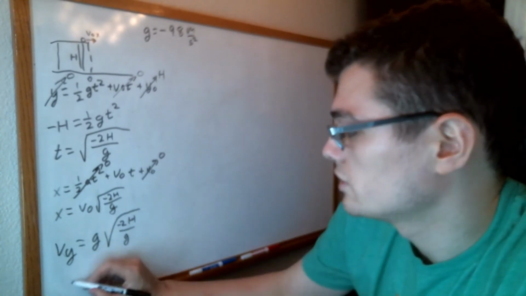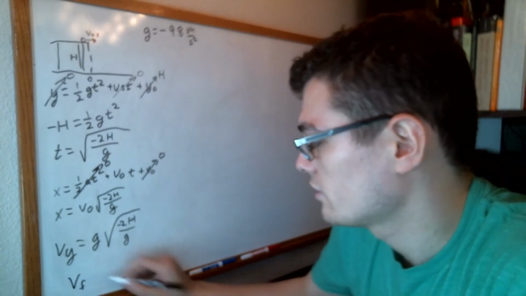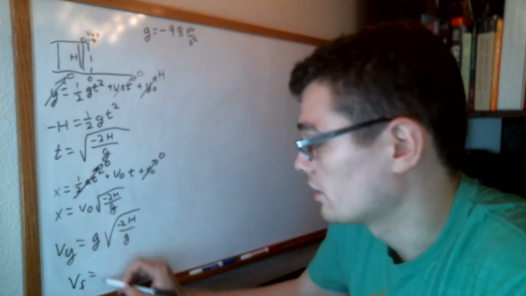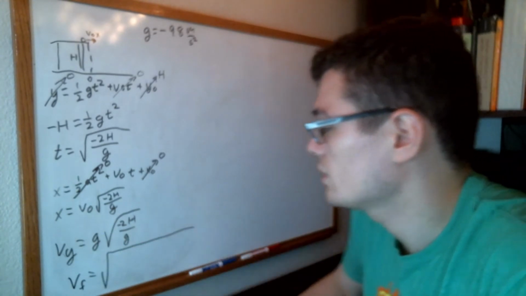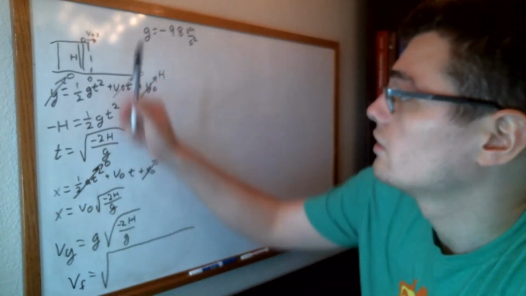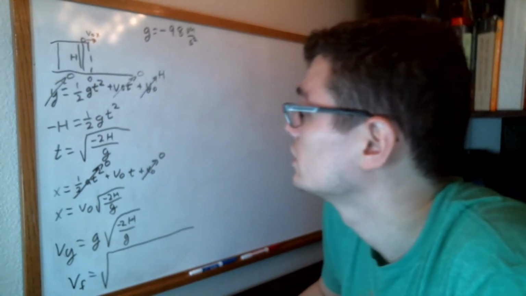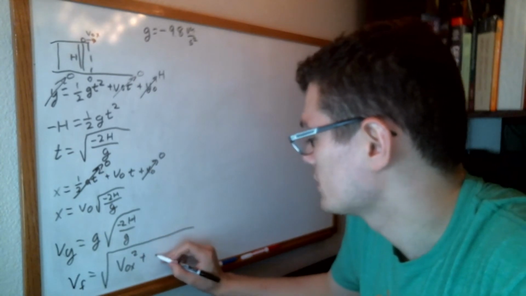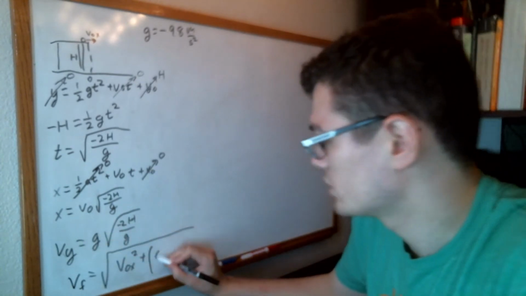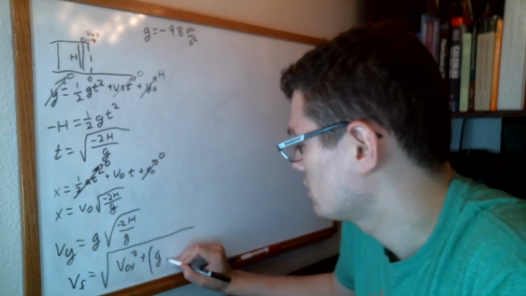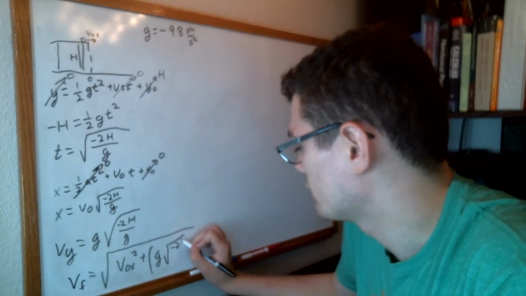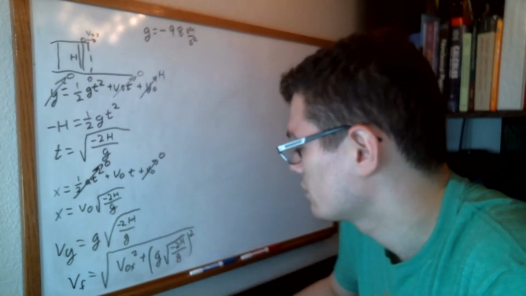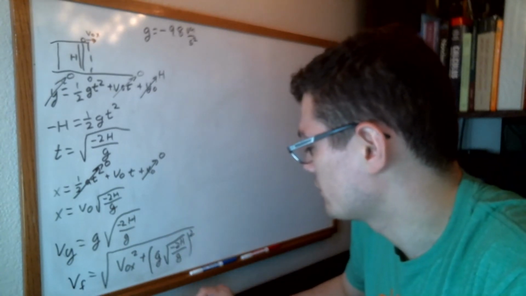So all we have to do to find Vf, or V floor, V final, whatever you want to call it, is just going to be Pythagorean theorem. So we're going to have our square root here. We have Vy. V naught x is not going to change. So then this is just going to be V naught x squared plus Vy, which is going to be g times the square root of negative 2h over g, squared. So we can do a little bit of simplifying here.